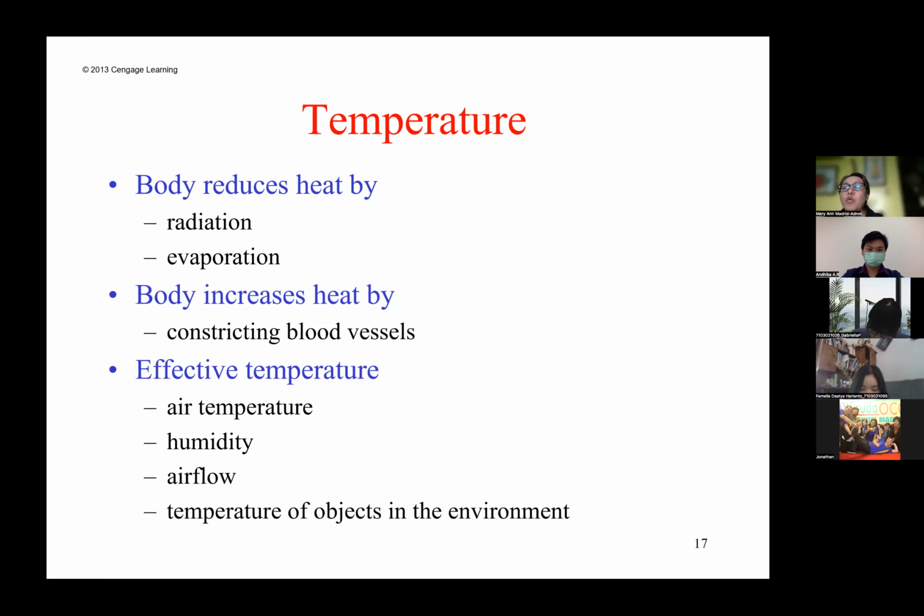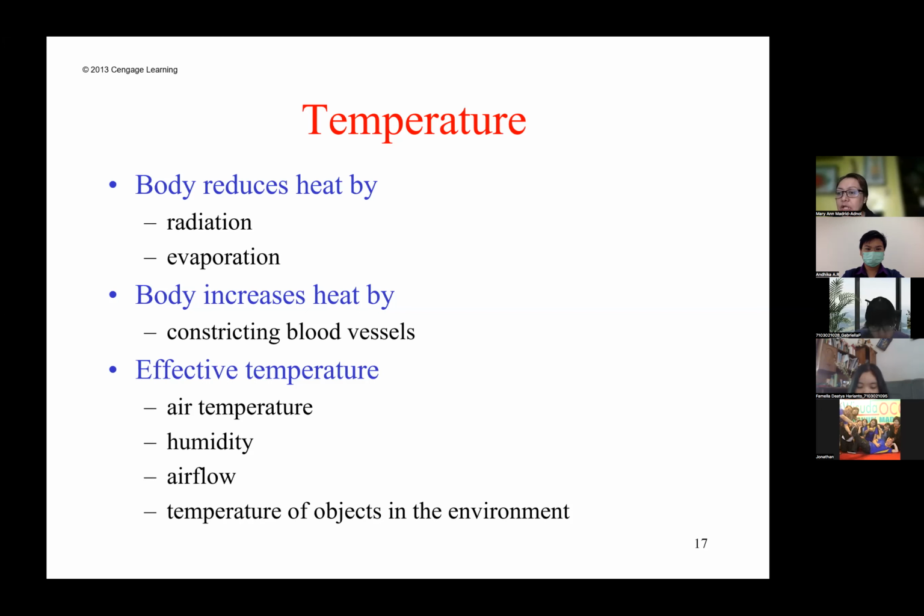Also, when you are warm, the blood vessels will dilate. So you notice you have a blush, no? Redness of the cheeks because the blood vessels are dilating, signifying that the body is trying to release heat. So look, the body already has natural ways of moderating or balancing the body heat.